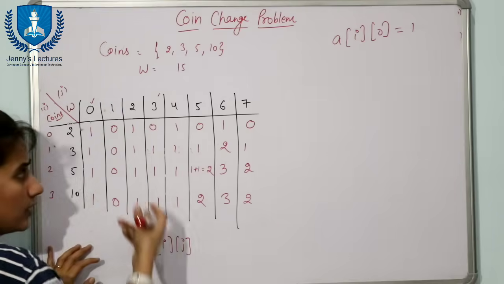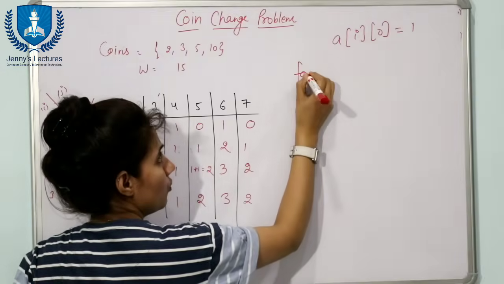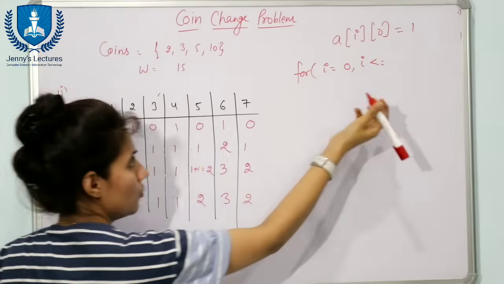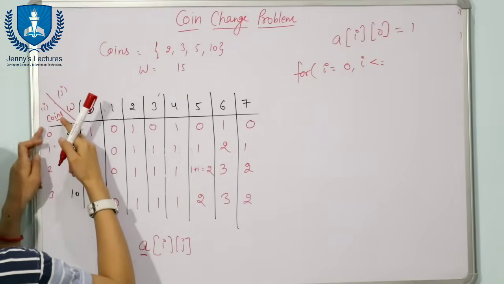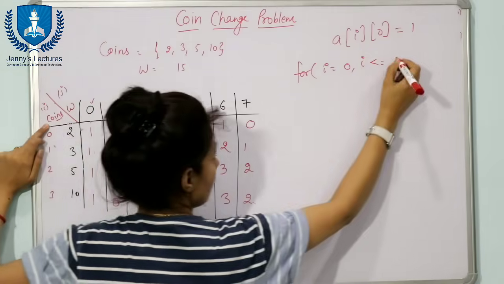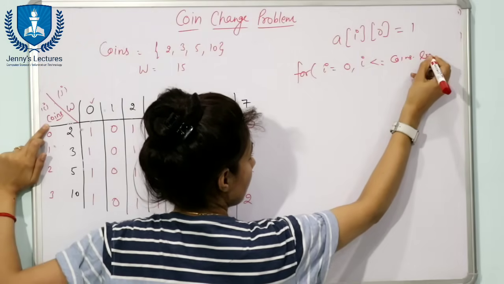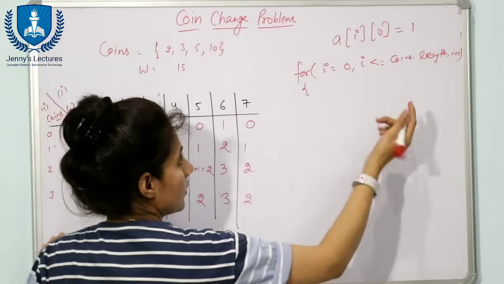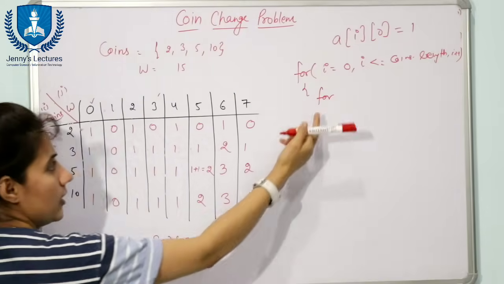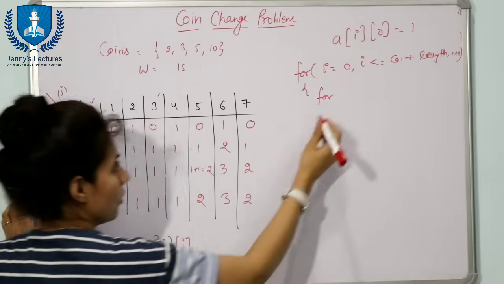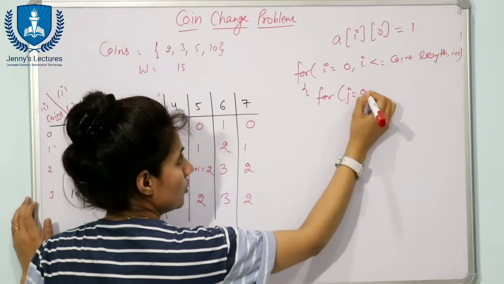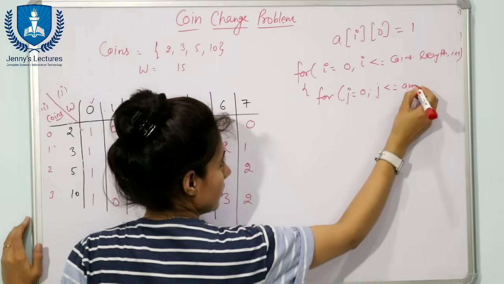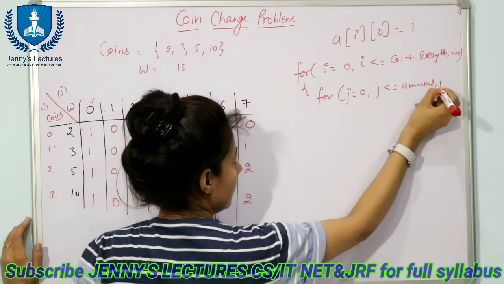Okay. So now next thing is you have to apply the for loops. One for loop is for I. I is equal to 0, and I less than or equal to, if this array name is coins, then coins dot length, and I plus plus. Then within this loop we are going to take a loop for j, for these columns. So j is equal to 0 and j is less than or equal to the given amount, and j plus plus.